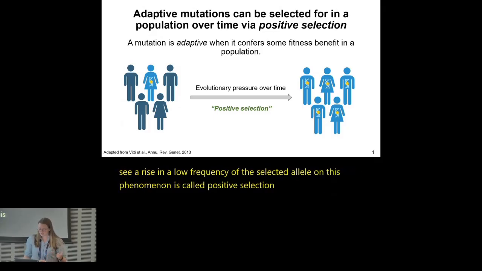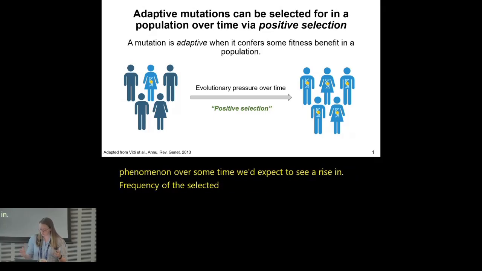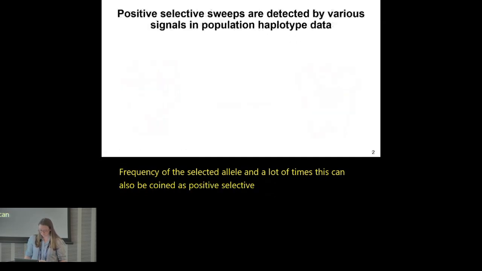So after this phenomenon, over some time, we'd expect to see a rise in allele frequency of the selected allele. And a lot of times this can also be coined as positive selective sweeps. What does this look like at the genetic level?